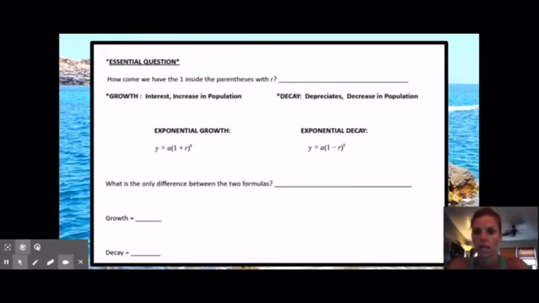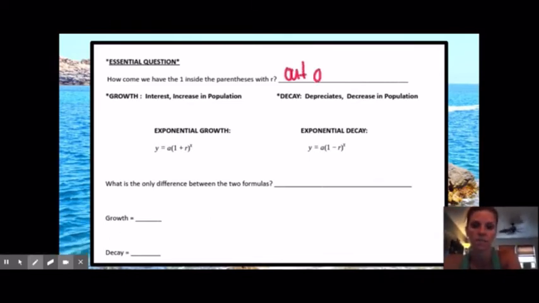Okay. So why is there a 1 in the parenthesis? Well, the 1 is because we changed that R, that percent, to a decimal. So the 1 has to deal with 100%. So it's out of 100%. That's why it's in there.